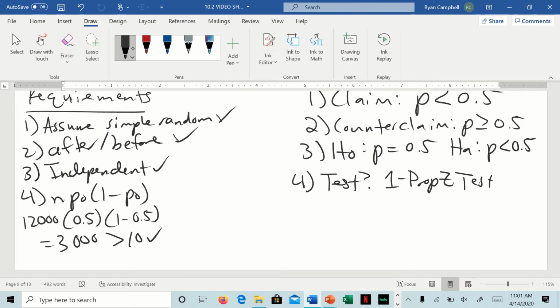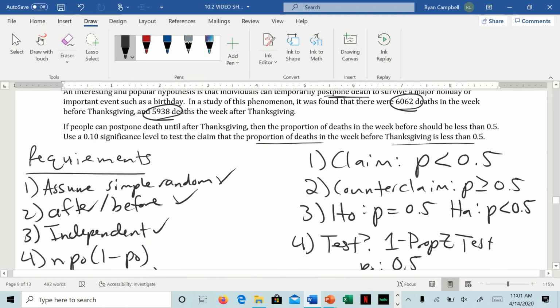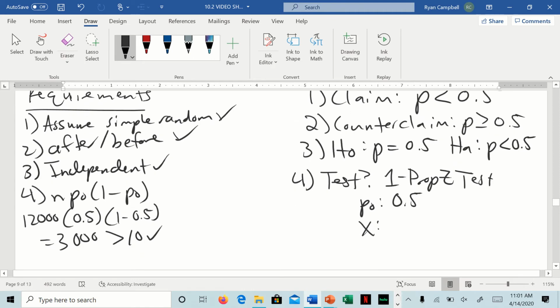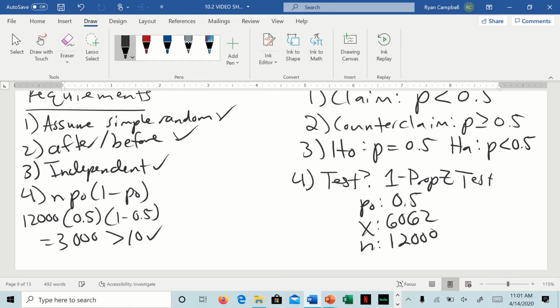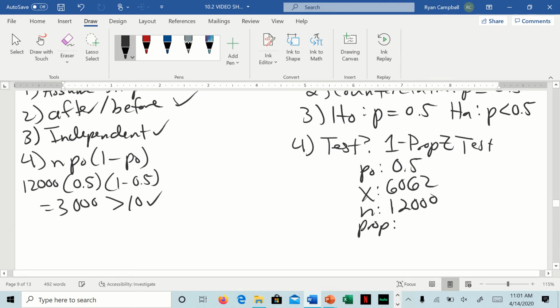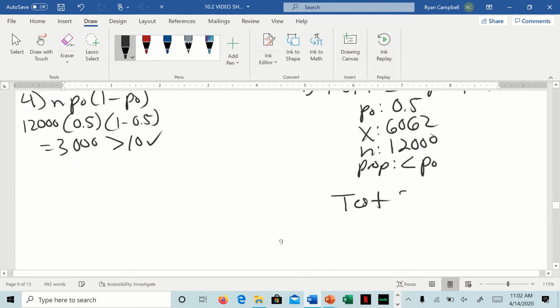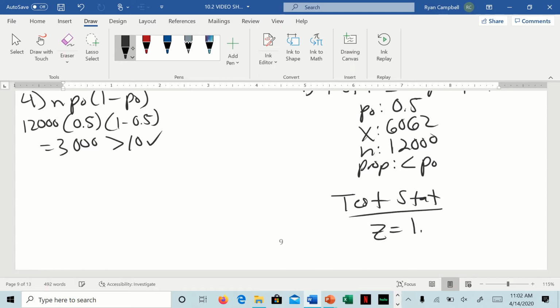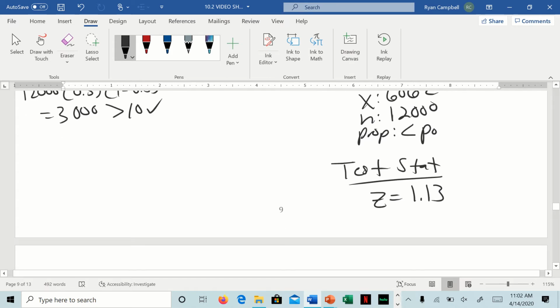Because we're testing a proportion. P naught comes from H naught, that's 0.5. X is the number of successes. So in this case, a success is that you die before Thanksgiving. So all the people who died before Thanksgiving was 6,062. N, we already said, was 12,000. And then our statement comes from H1. So it's going to be less than P naught. All right, our test stat is Z is 1.13.